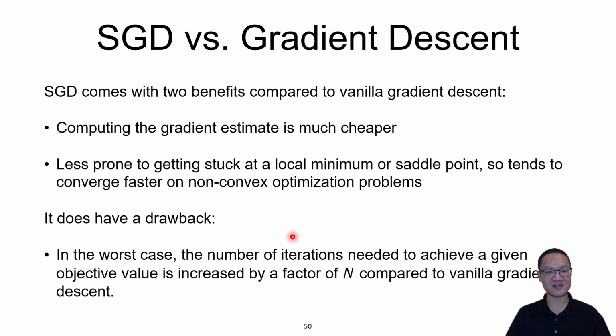So let's compare SGD with gradient descent. There are two primary benefits of SGD. First of all, computing the gradient estimate is much cheaper compared to computing the entire gradient, because we only evaluate one term versus evaluating all n terms and adding them up. Another benefit is that it's less prone to getting stuck at a local minimum or a saddle point, because it's basically a noisier version of the gradient. When you have some noise in the direction that you're going down the objective, a lot of times that can get us out, preventing us from getting stuck at some local minimum or saddle point. So for many non-convex optimization problems, having the randomness will actually help us converge to a better solution.